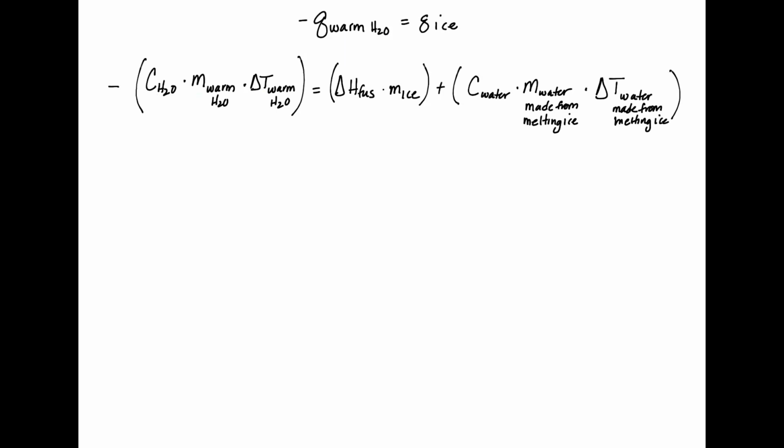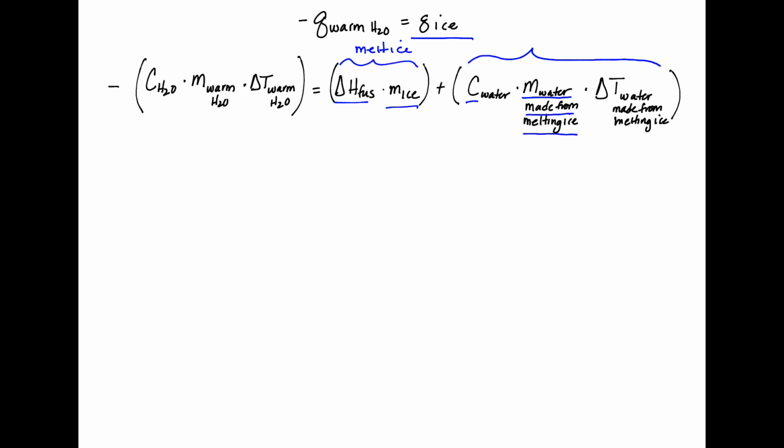To figure out how much energy the ice and the water produced by melting the ice gains, we would have to first calculate how much energy it took to melt the ice. So that's the delta H of fusion times the mass of the ice. And then we would have to figure out how much energy it would take to warm up the water that is produced from melting that ice. So when the ice melts at 0 degrees, it's going to produce some liquid water at 0 degrees. And to figure out how much energy it takes to raise it up to the temperature of the warm water, we would use the specific heat of water, the mass of that water made from melting the ice.